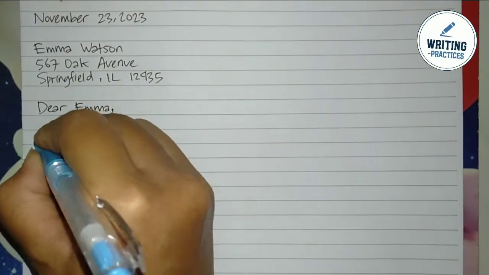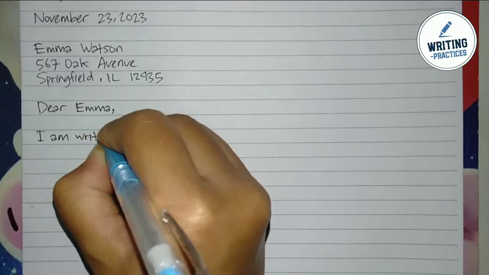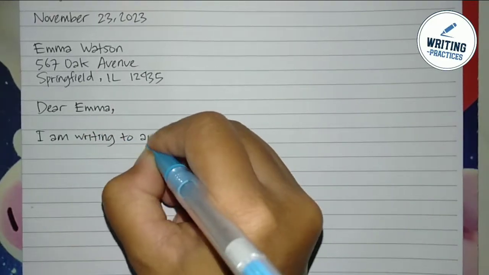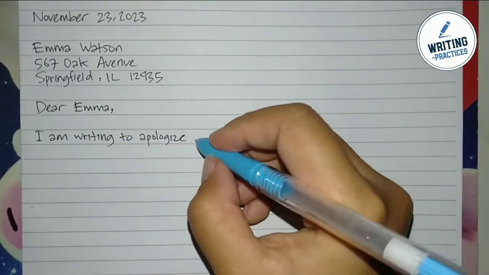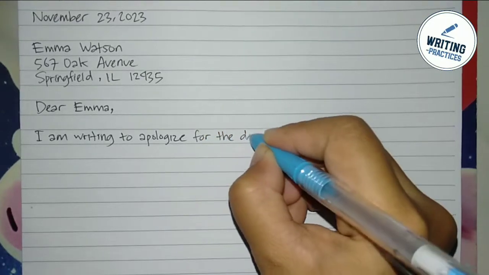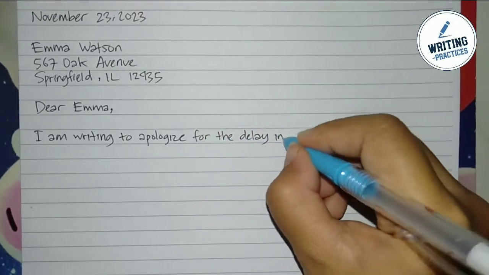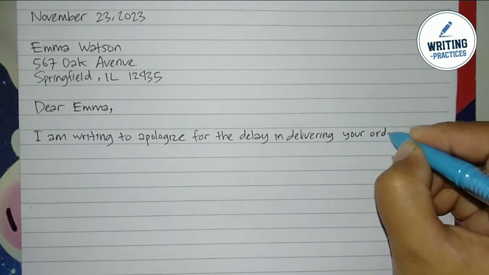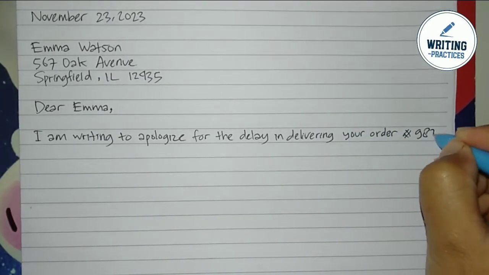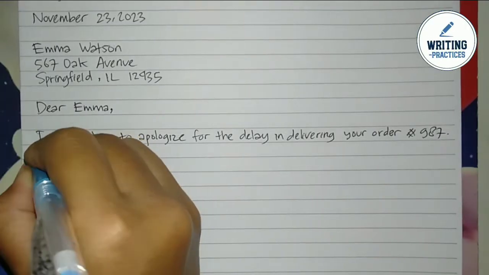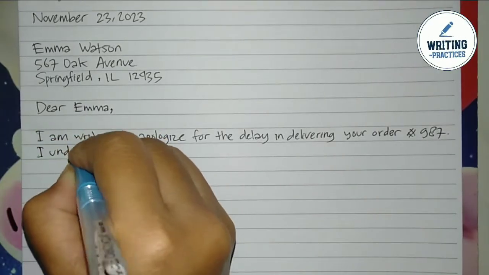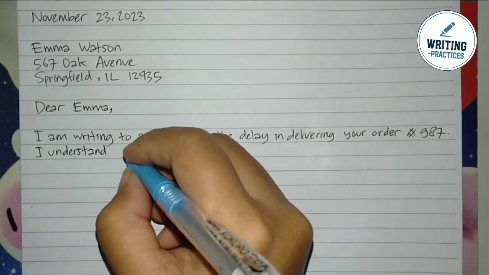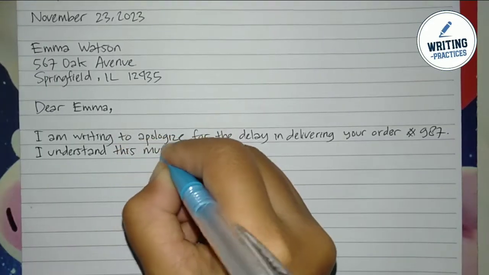In the first paragraph, you should acknowledge the mistake you just made. In this case, you can begin the letter by explicitly acknowledging the mistake you made. Of course, you must be clear and concise about what went wrong. For example, you can write, "I'm writing to apologize for the delay in delivering your order number 9876."